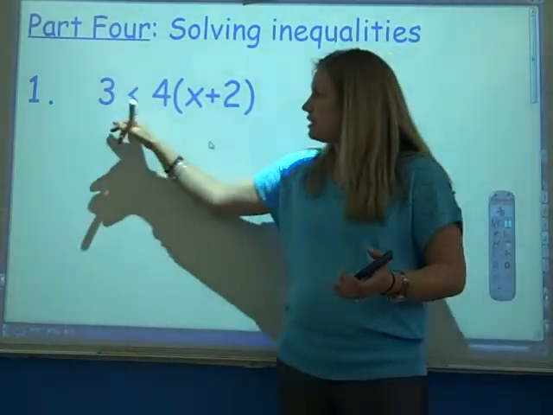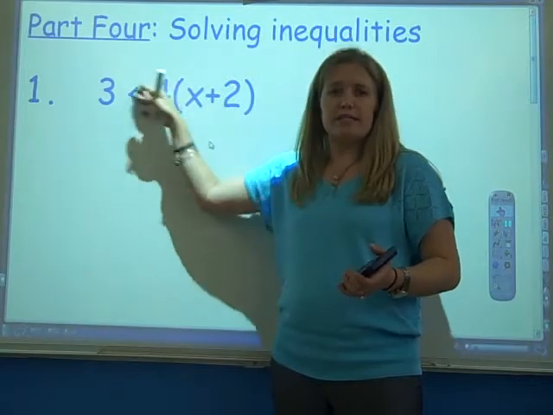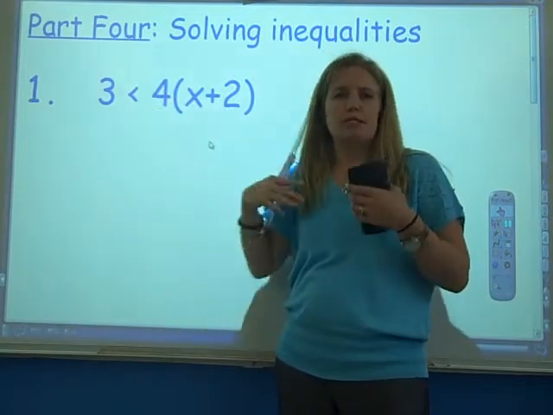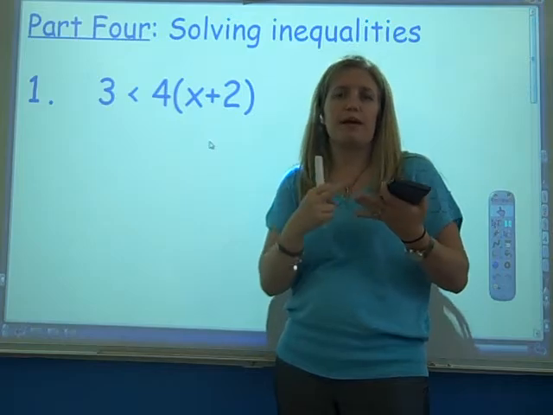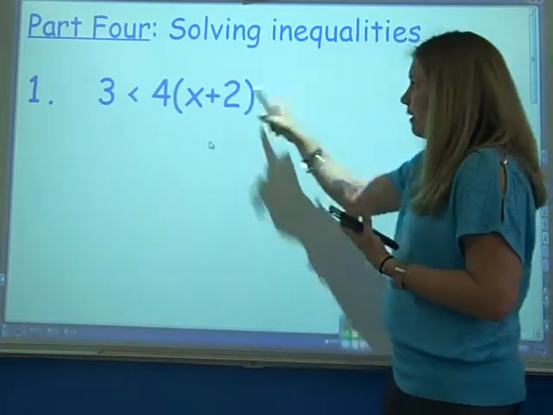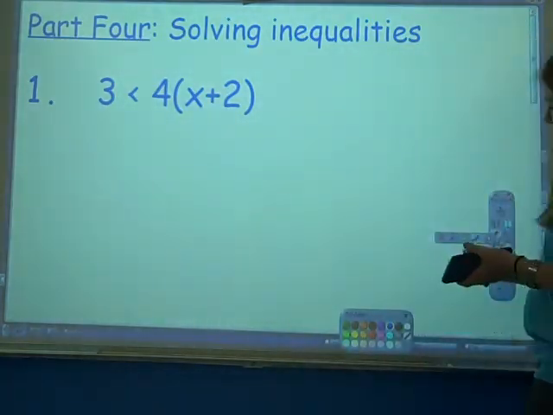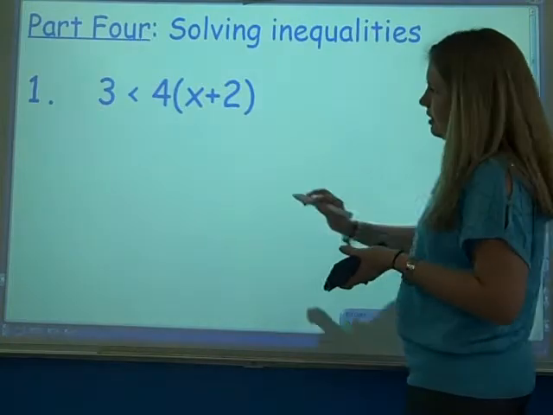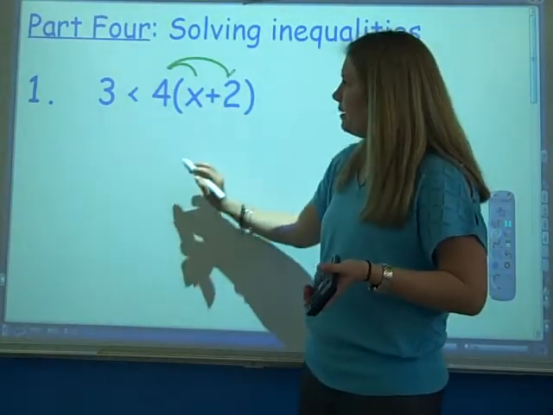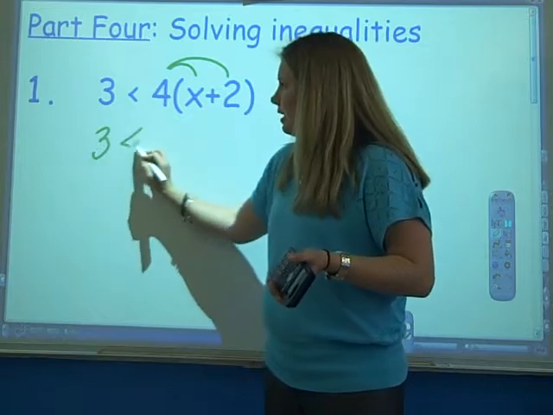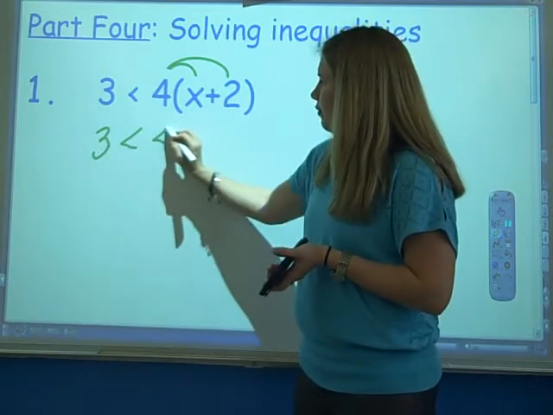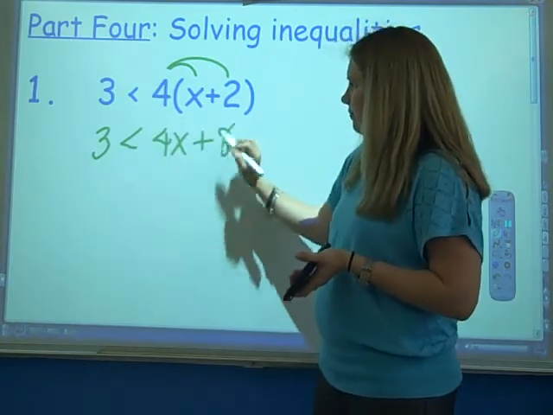Okay, only difference is we're going to have more steps going on than what we've done before. You do the same rules. If you multiply or divide by a negative, you flip the sign. Here we go. We have parentheses with a number outside. I'm going to do the distributive property. Bring down my 3, bring down my less than. You get 4x plus 8.